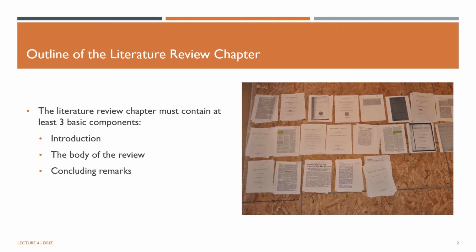Like any other academic text, the basic structure of the literature review chapter must contain three components: an introduction, the main body of the review, and a concluding remark. We will look at each one of these components in more detail in the subsequent slides.